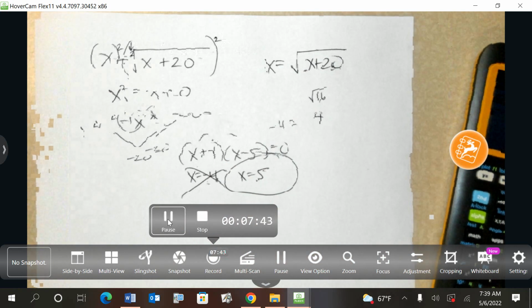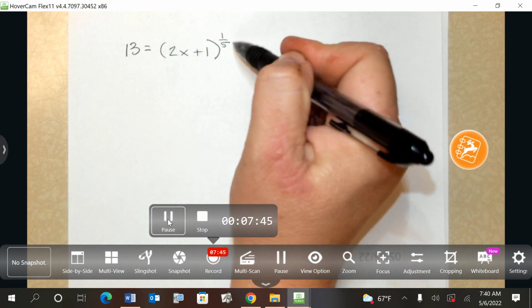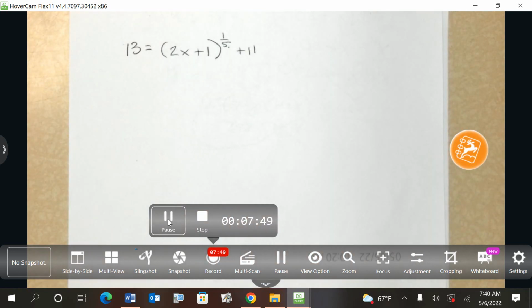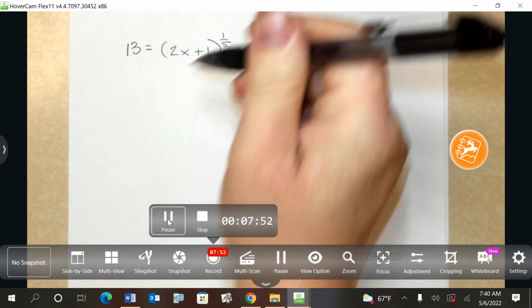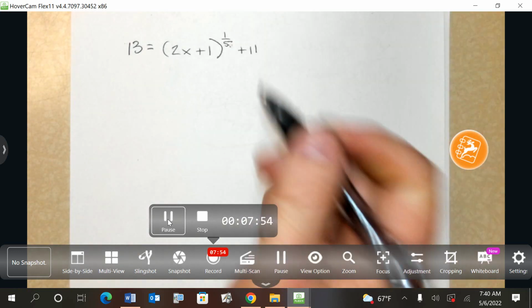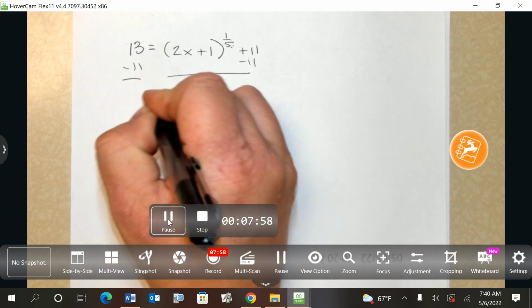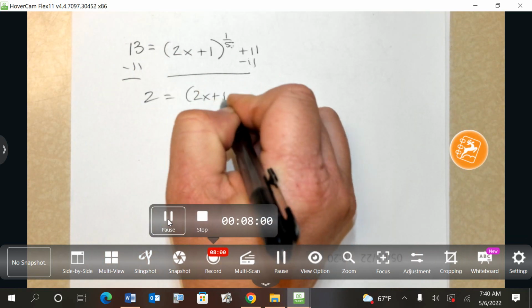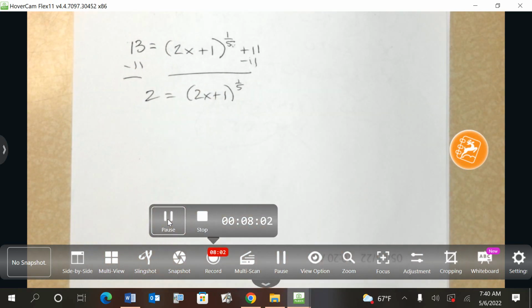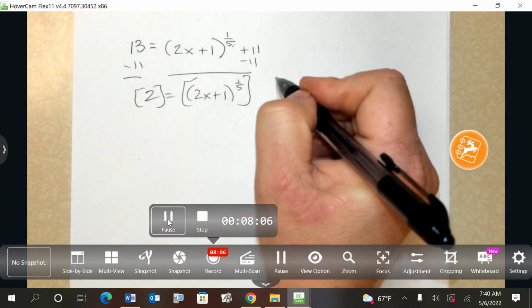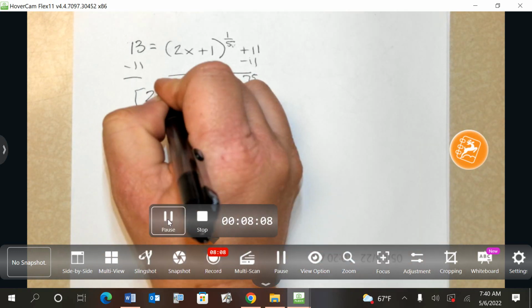Okay, again, the directions would be to solve. And I do have an nth root. That's always the bottom number. I do have an nth root that is odd, which means I should not have to check for extraneous solutions. Okay, here we go. I'm going to subtract 11 to the opposite side. 2 equals this quantity. How do I remove the 1/5? I raise it to the reciprocal. The reciprocal of 1 over 5 is 5 over 1. 5 over 1 is just 5.